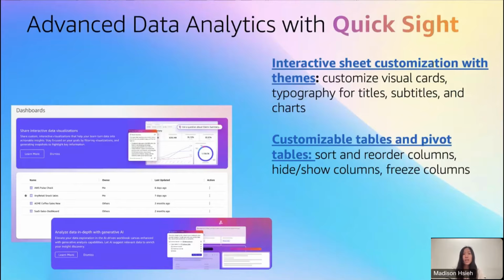Two of the really awesome capabilities we've launched for QuickSight users are interactive sheet customization with themes. A lot of the feedback we've gotten from customers is how to customize their themes even further. And this can be anything from the visual cards that you see on dashboards, the typography for both your dashboard titles, as well as the chart types itself, and then how you can customize that further with subtitles and different hash marks for the charts. So this is our first one.